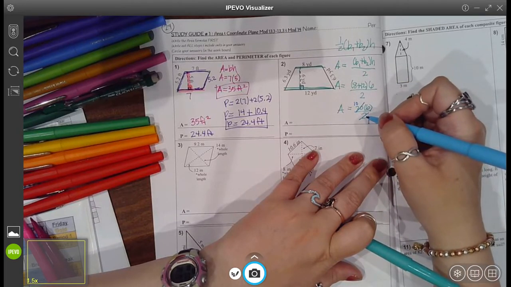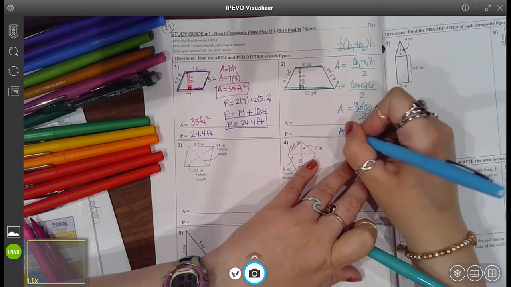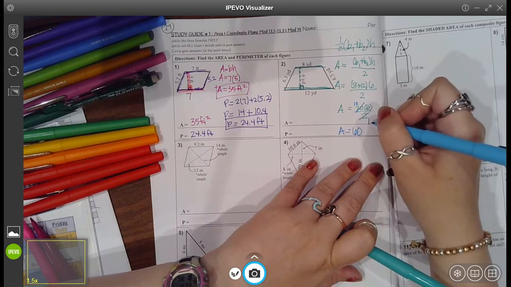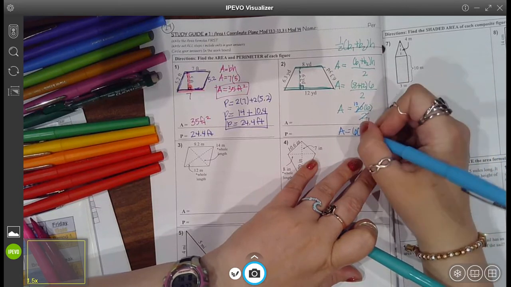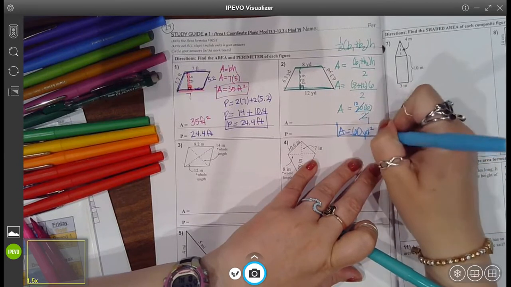2 divided by 2 is 1. And so 20 times 6, or 10 times 6, is 60. And 60 over 1 is just 60. And it was in yards, so it's yards squared for my area.